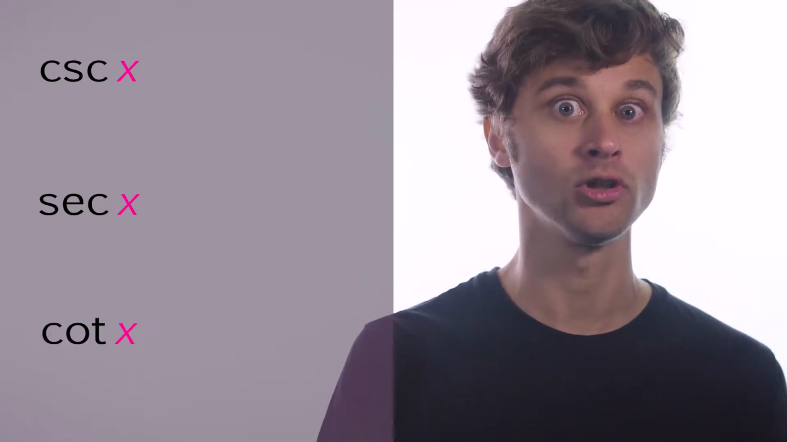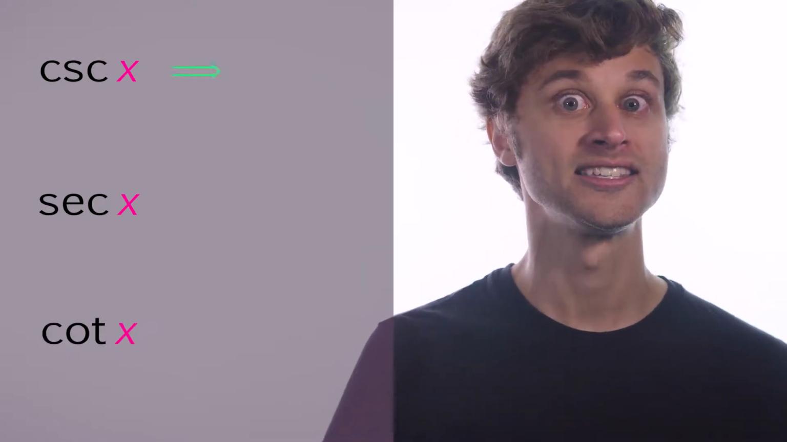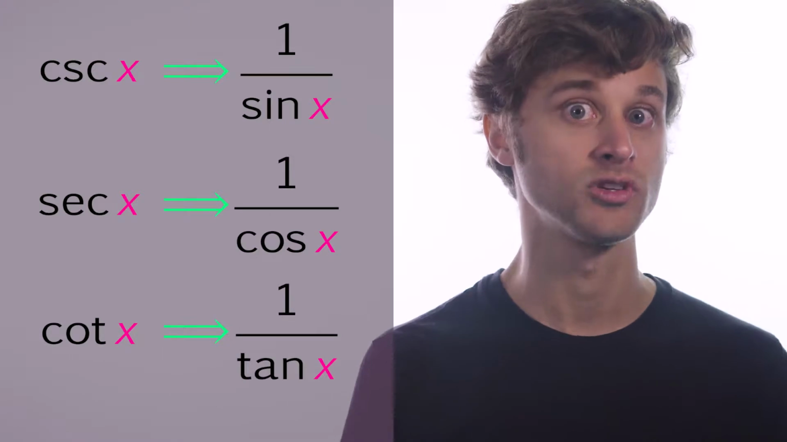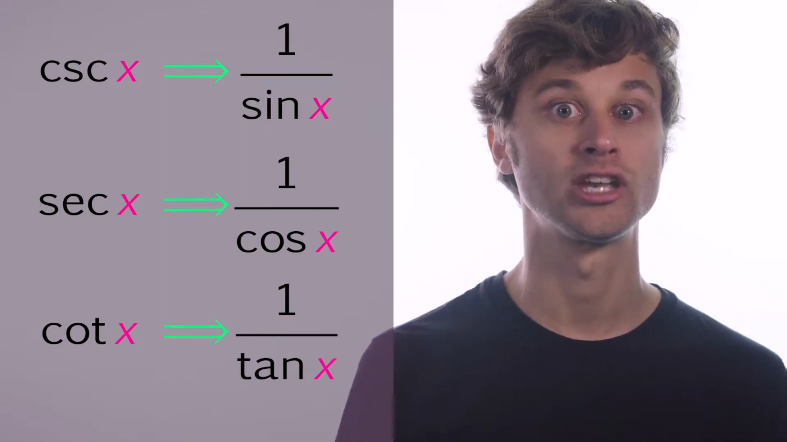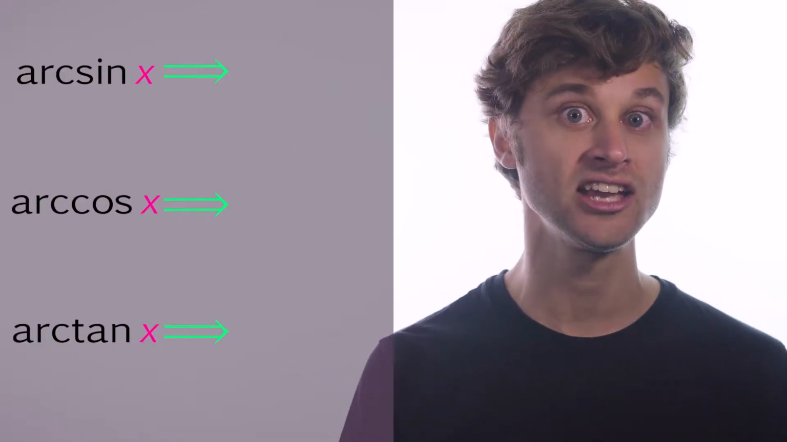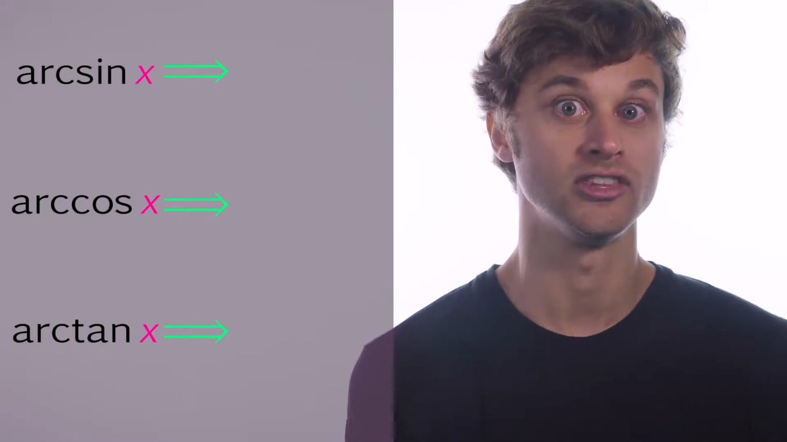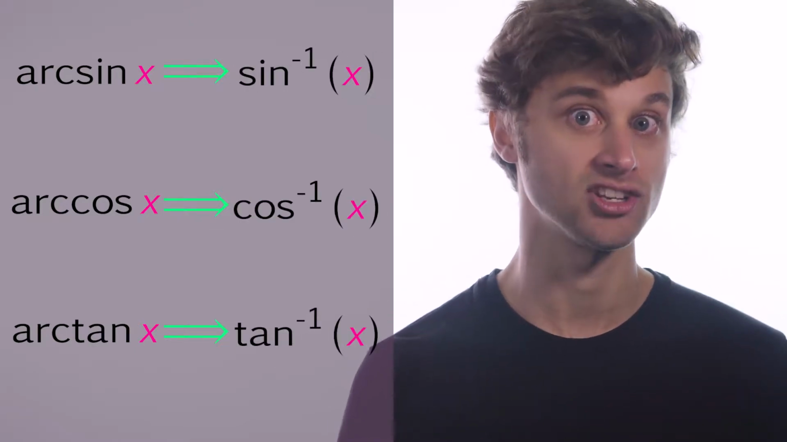I bring this up because this week we are talking about the reciprocal trigonometric functions, cosecant, secant, and cotangent, which are the reciprocal, or 1/, of sine, cosine, and tangent, respectively. Next week, we're going to be taking a look at arcsine, arccosine, and arctangent, which are the inverses of the sine, cosine, and tangent functions.